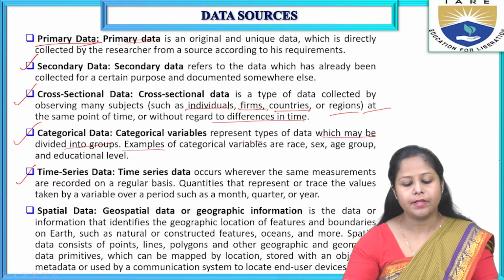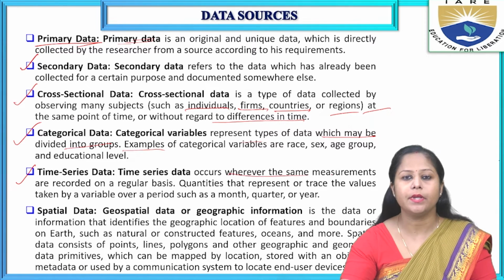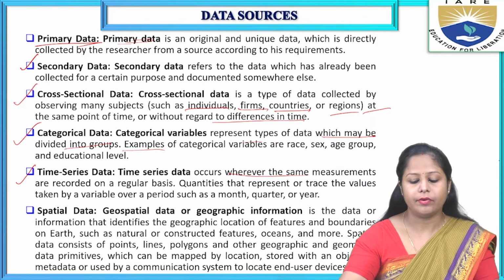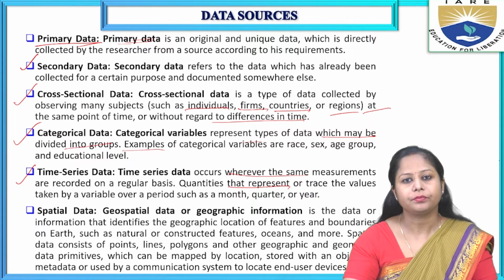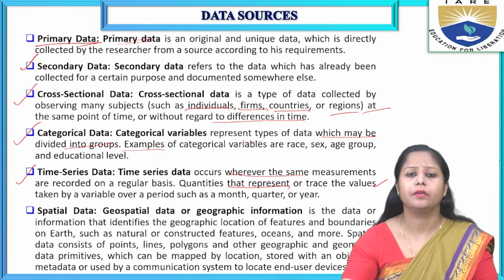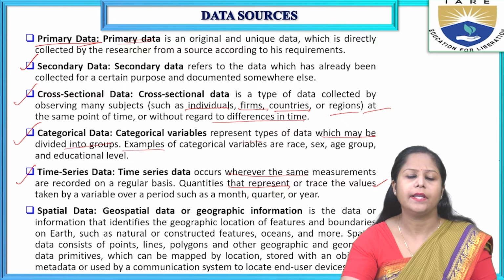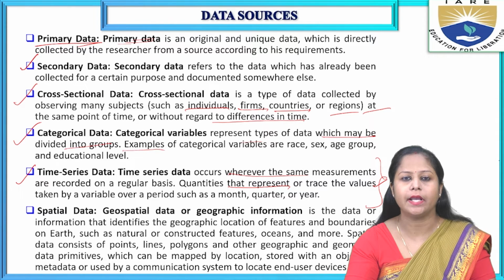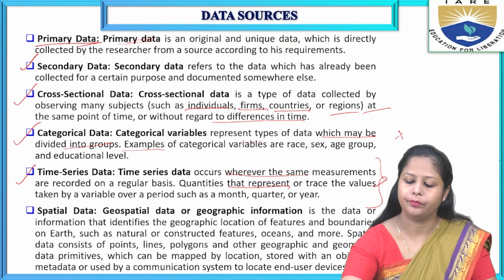What is time series data? Time series data occurs whenever the same measurement is recorded on a regular basis. These are quantities that represent or trace the value taken by a variable over a period of time, like a month, a year, or a quarter, that is recorded. So that will be the time series data. That is nothing but related to time.